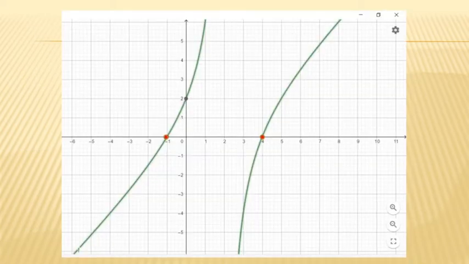Yun, nakita nyo yung red spots? Yan ang graph nung function natin kanina. So, kung mapapansin natin, dumaan yung graph natin sa x-axis. This is your x-axis. And this is your y-axis. Diba? So, dumaan yung dalawang points na yun, yung ating graph dun sa points na yun sa x-axis, negative 1 and positive 4. So, that's the meaning of x-intercept.